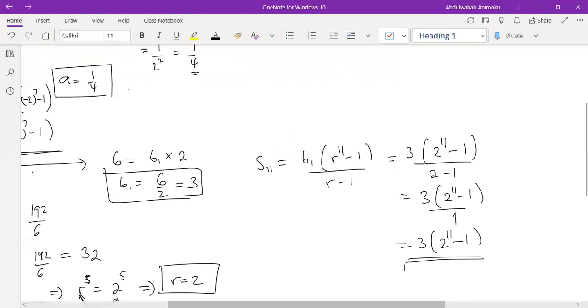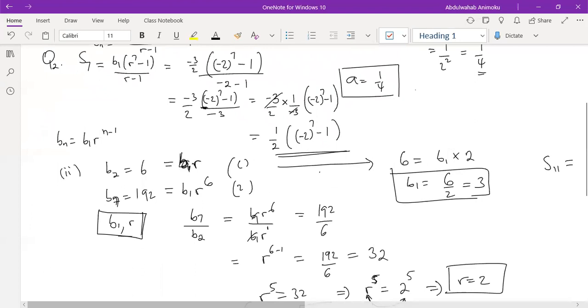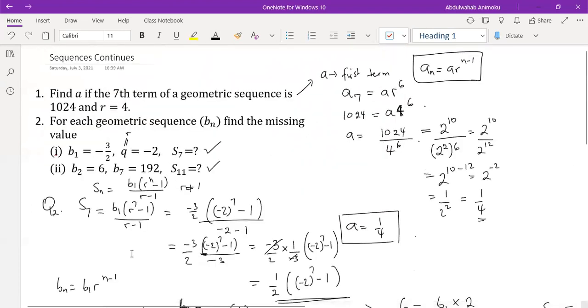So I think this brings us to the last part of the problem set that we have on sequences and series. In the next video, you will be looking at problems with other topics in general mathematics, which will be binomial expansion and binomial theorem, right? So I hope to see you guys in the next video.